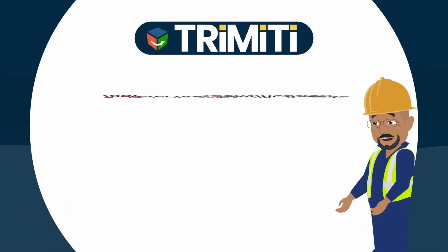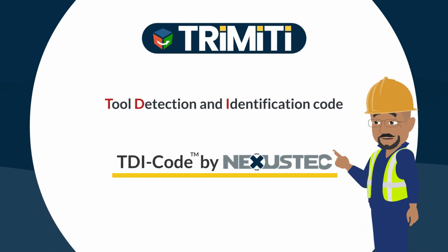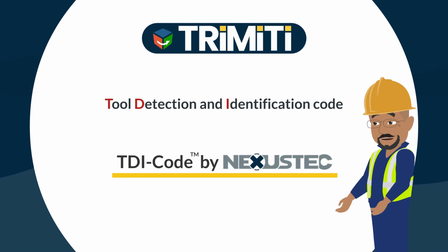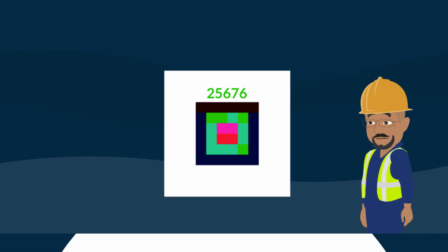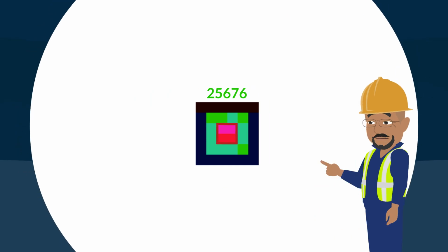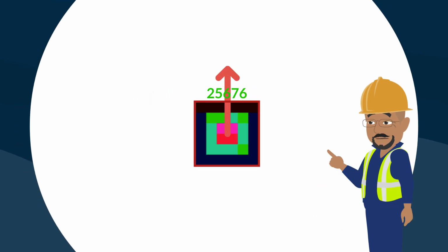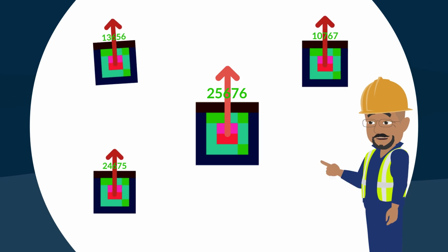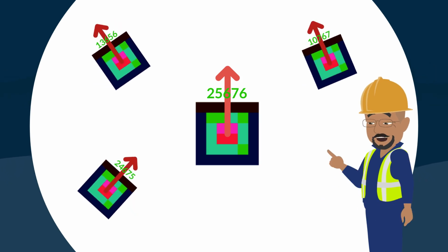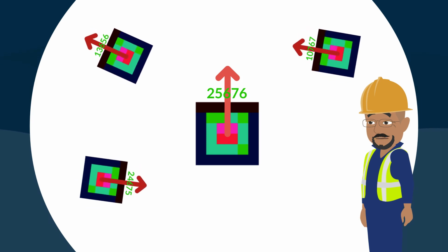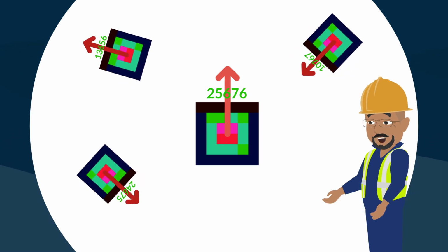Tool Detection and Identification Code, or TDI-Code, is a proprietary trademarked passive optical marker developed by NEXUSTEC for use in Trimity. TDI-Code is a square with multiple rings of colored smaller squares which encodes information. Each TDI marker has a unique ID, and unlike any other matrix or QR code, it also encodes the direction information. This directionality enables TDI to be the versatile superhero among other optical markers.